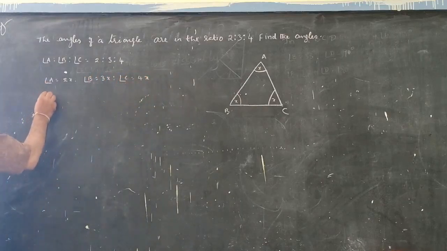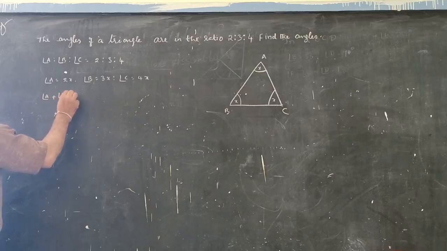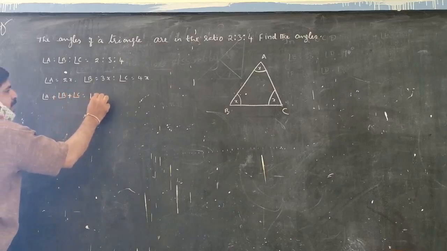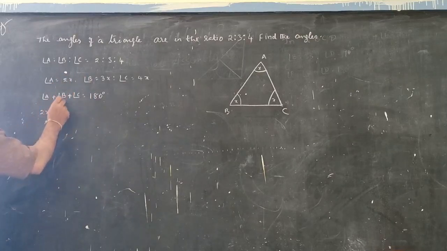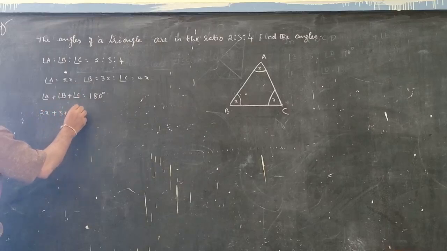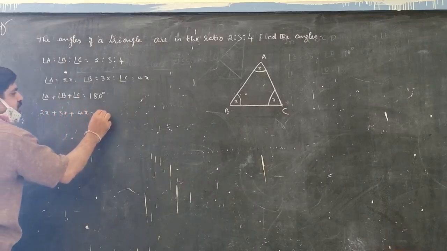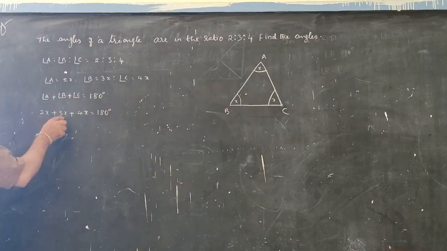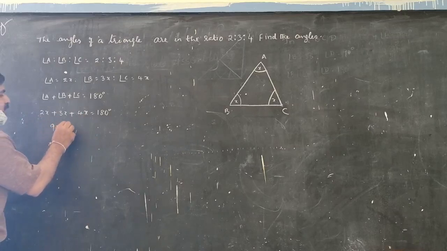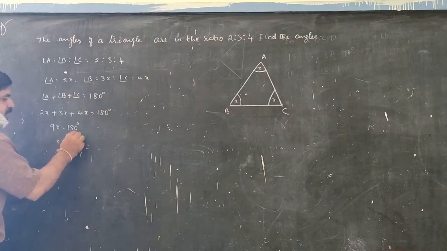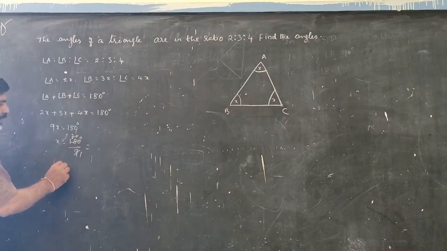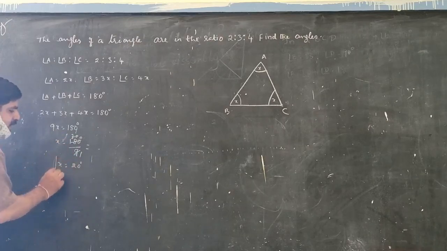But the sum of three angles in a triangle, angle A plus angle B plus angle C, is equal to 180. Angle A is 2x plus angle B 3x plus angle C 4x is equal to 180 degrees. 2x plus 3x is 5x. 5x plus 4x is 9x. 9x is equal to 180. x is equal to 180 degrees divided by 9. So x is equal to 20 degrees.